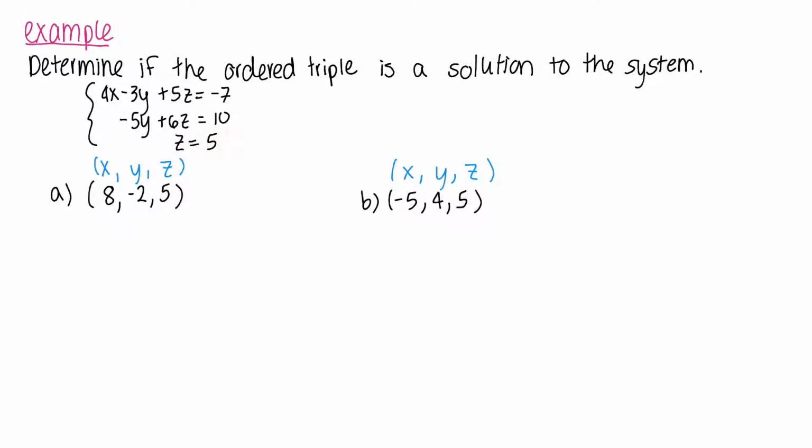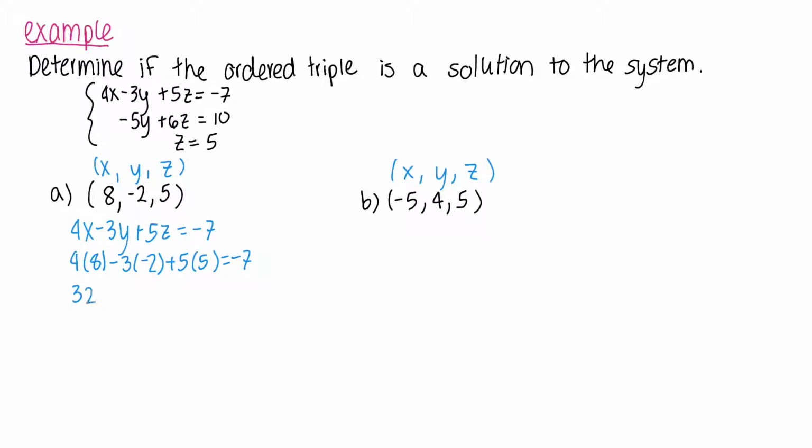But that would be an easy way for us to tell if one of these wasn't a solution to the system, would be if one of these had like 1 for the z value, because it says right here z has to be 5. Let's do the 4x minus 3y plus 5z equals -7 part. So here we have x is 8, y is -2, z is 5.